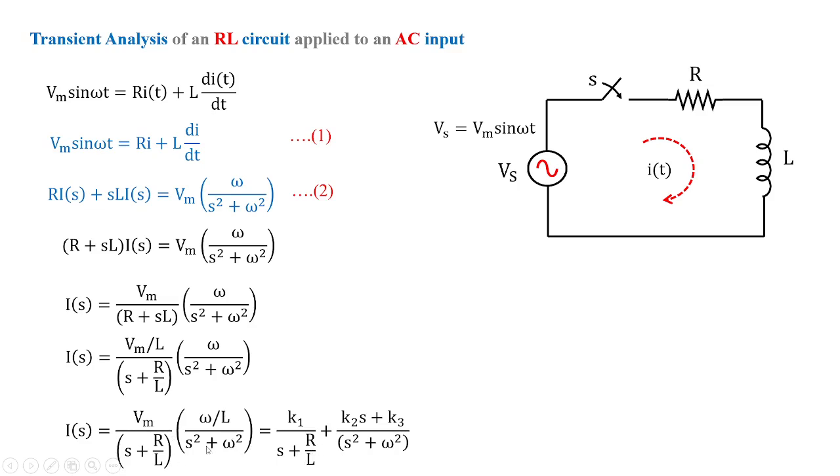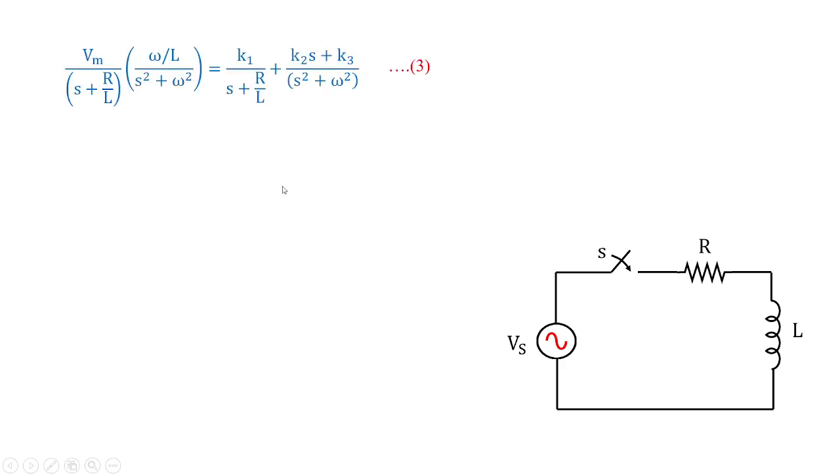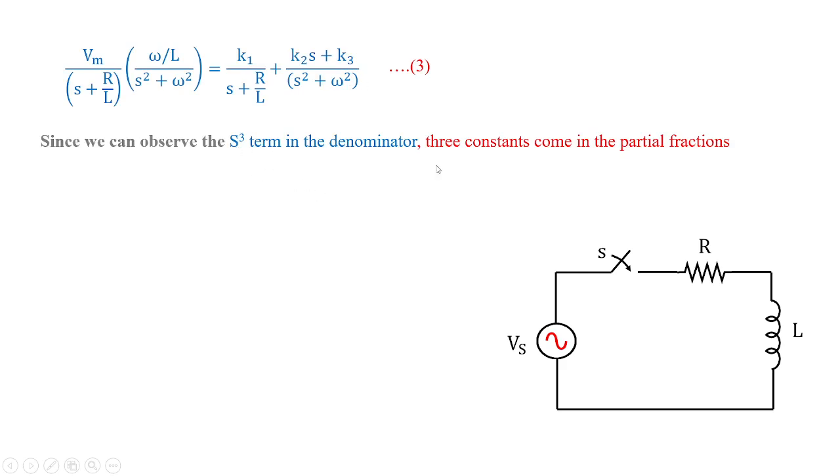The partial fractions will give you the value as K1 by s plus R by L, plus K2 s plus K3, whole divided by s square plus omega square. This type of partial fraction is an advanced version of partial fraction conditions. Here you have an s square term and an s term, so naturally we have to take care of the denominator power, that is s cube. This equation 3 contains s cube terms, so 3 constants come in the partial fractions, and those have to be determined.